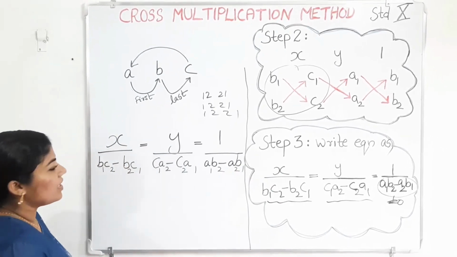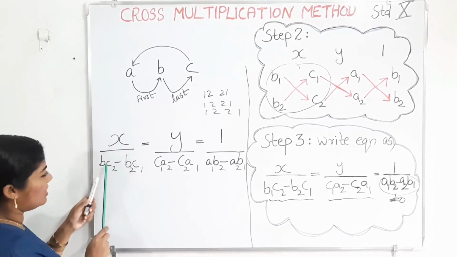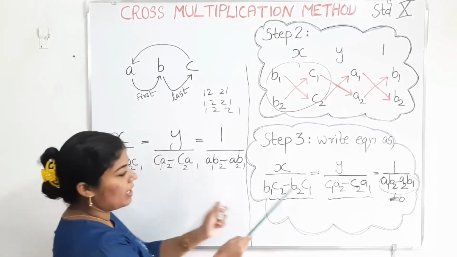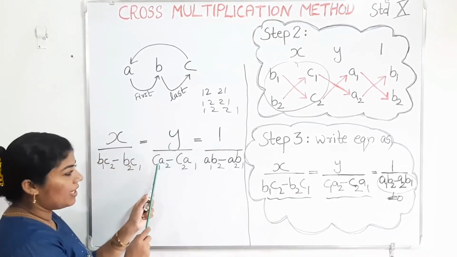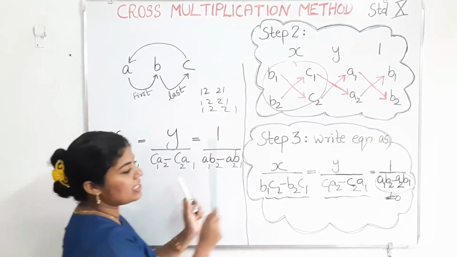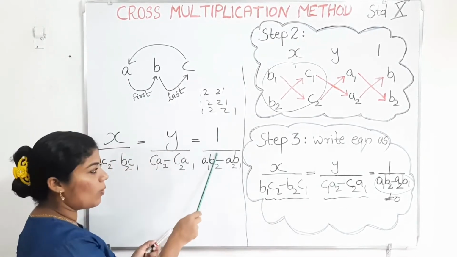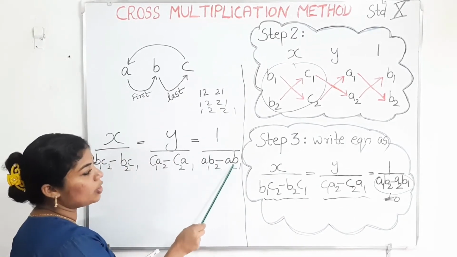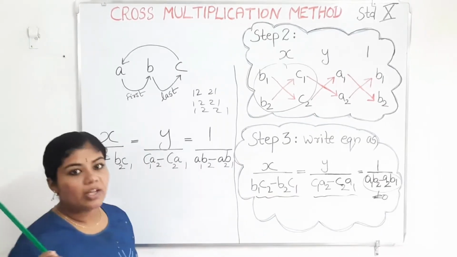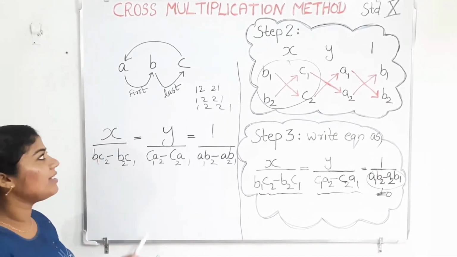Is it easy? See, X divided by B1C2 minus B2C1, the same I wrote here. Y divided by C1A2 minus C2A1, same written here. And here also 1 divided by A1B2 minus A2B1, same written on the last side. Hope you understood this method.